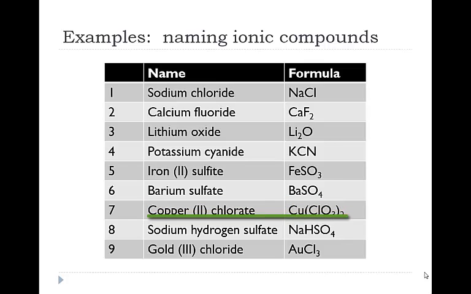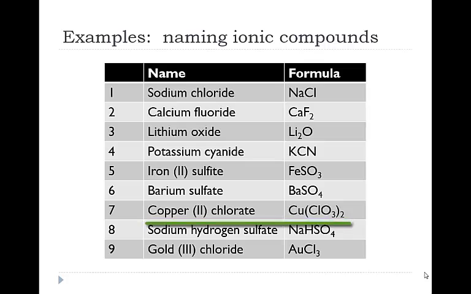The next one, number 7 there, copper chlorate. Copper has a +2 charge. How do we know that? We look at the charge on the chlorate. Charge on chlorate is -1. There are 2 of them, and so therefore the charge on the copper must be +2. So since it's a copper +2, it's copper(II) chlorate.